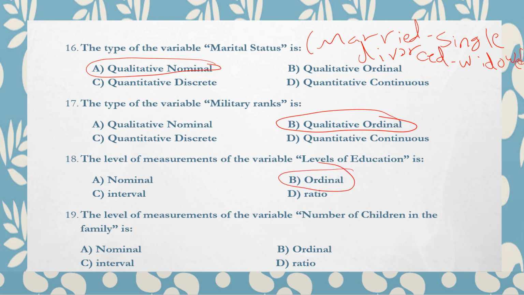The level of measurement of the variable number of children in the family. The number of children is a numeric data and takes integer values, so it's a discrete quantitative variable, and 0 means the absence of a child in the family, and we can make mathematical operations on these values. So the level of measurement is the ratio level, and the correct answer is D.